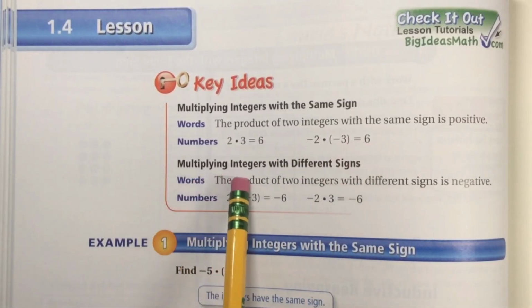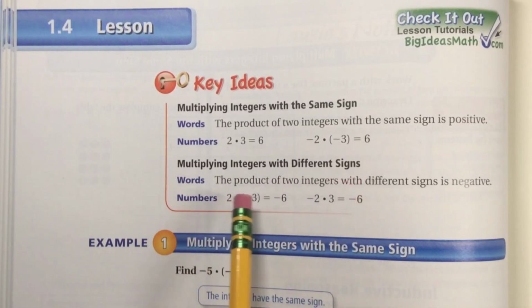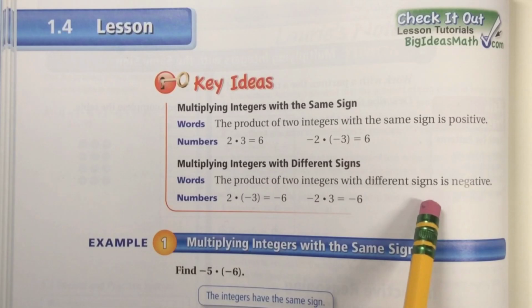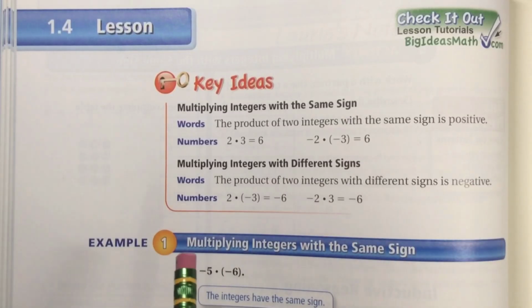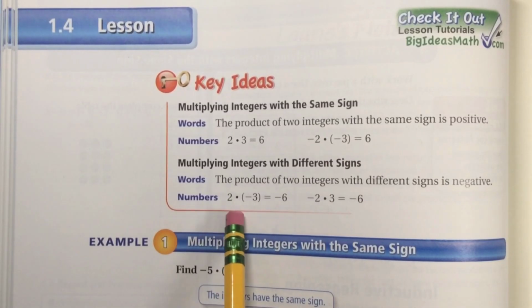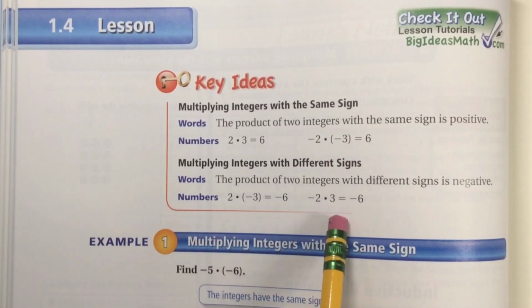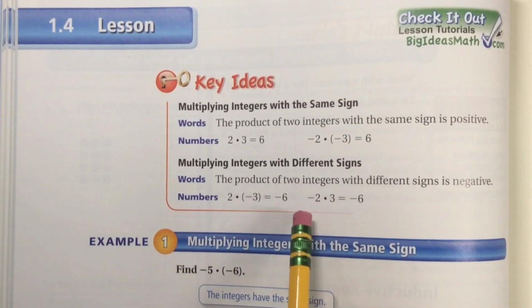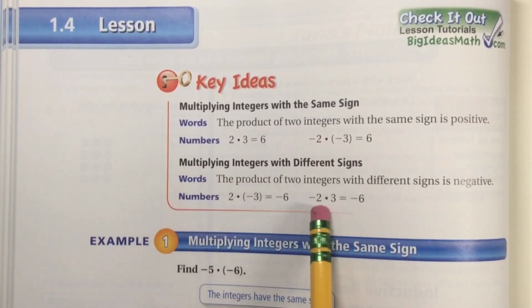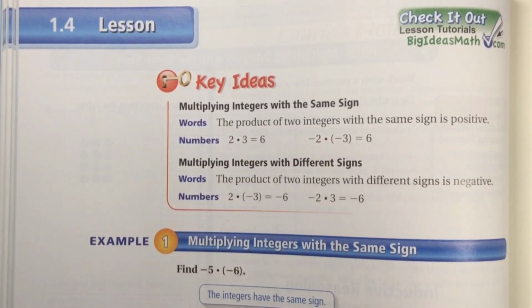Second scenario, when multiplying with different signs. The product of two integers with different signs is negative. So here we have 2 times a negative 3, negative 6, because we have different signs. Negative 2 times 3, negative 6, because they were different signs. So when multiplying, same sign, positive, different sign, negative. That's it. The lesson really could just be that quick, but we're going to do a couple examples and you're going to work through some problems.